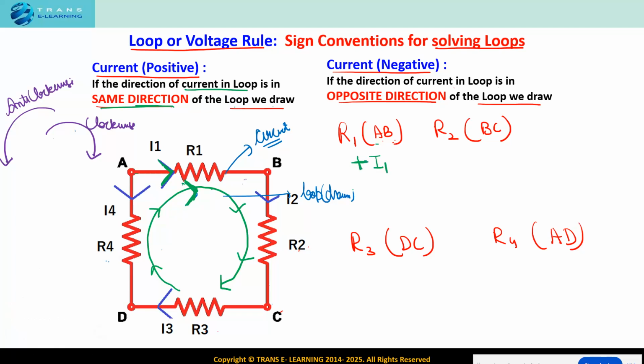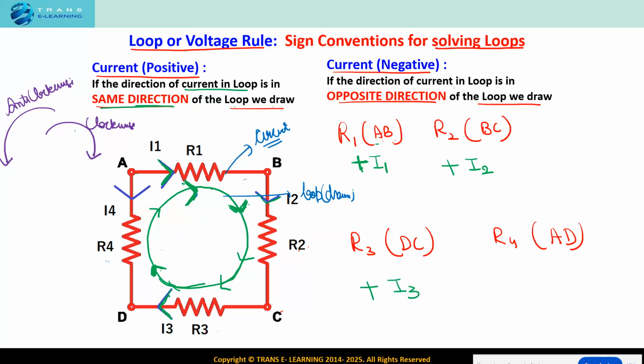Here it will be positive. From B to C, my loop direction is going downward, and here the current is also going downward. So the direction of the current I2 will be positive. Then you can see here my loop is going like this. The current direction is also towards left. Here the current is also towards left. So the current I3 will also be positive.